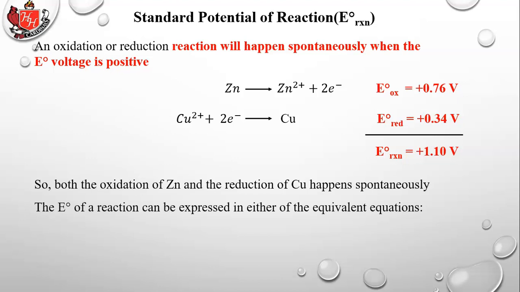The standard potential of the reaction can be expressed in either of 2 equivalent equations. So the potential, or the voltage, the EMF of the reaction, is the potential of the reduction of the cathode, that was the copper, plus the potential of oxidation of the anode, that's the zinc. And when you add those together, you get the overall potential, that is the voltage of that particular battery or that particular electrochemical cell.